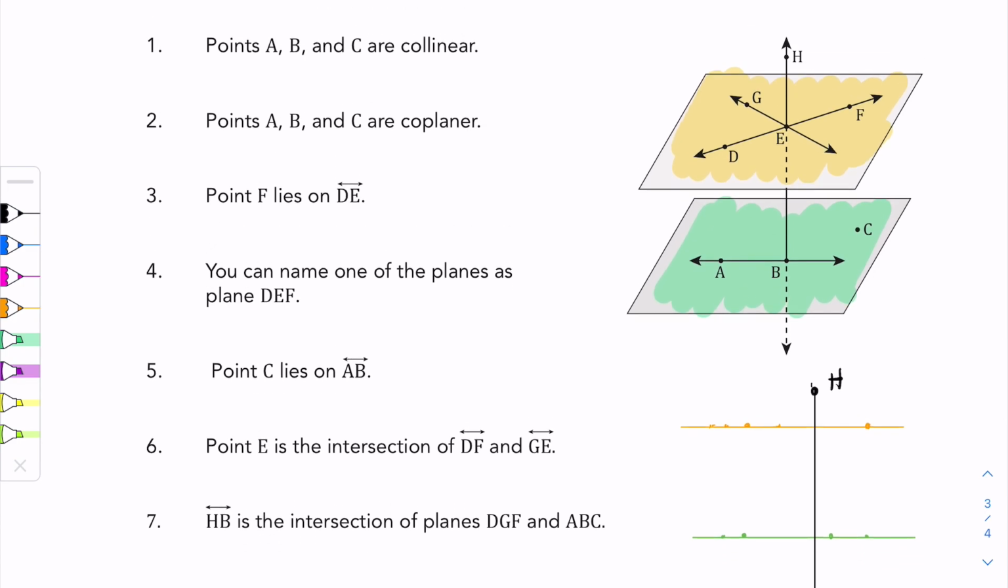Number one. Points A, B, and C are collinear. Here's A, here's B, here's C. Well, A and B are collinear because they are on the same line, but C is not. So this is false. If I wanted to make it true, I'm just going to cross off "and C." Points A and B are collinear.